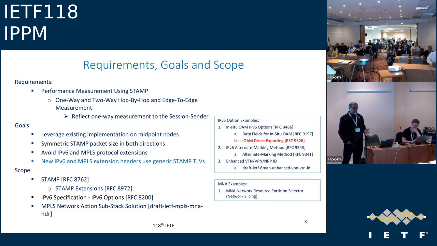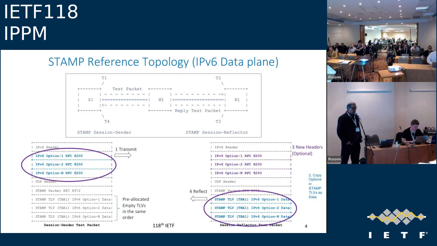So there are various IPv6 options that are applicable, including the IOAM or alternate marking or the slicing for IPv6 and MNA. How they are used, we can discuss it later. Next slide, please. So this is an example for the IPv6 data plane. The idea is fairly simple and straightforward. It's symmetric STAMP packet size.